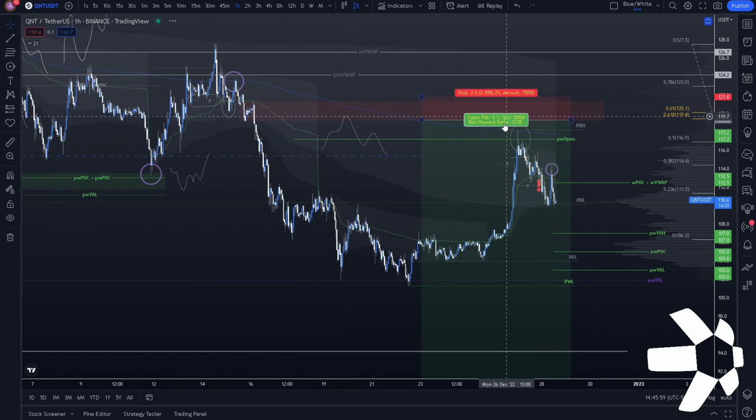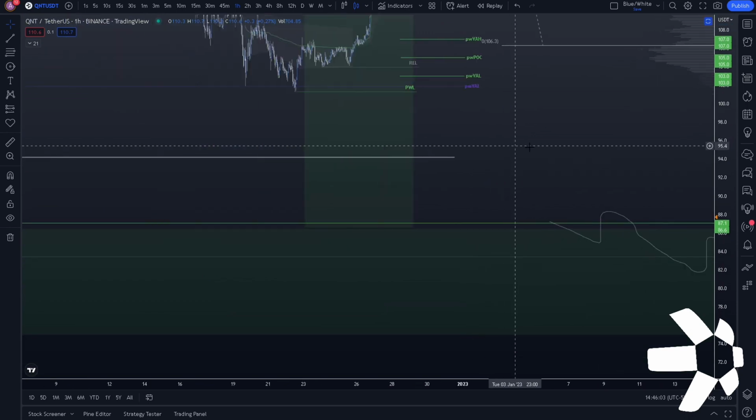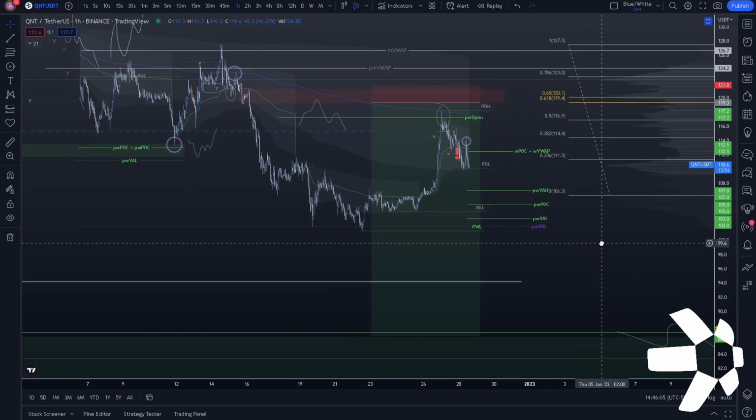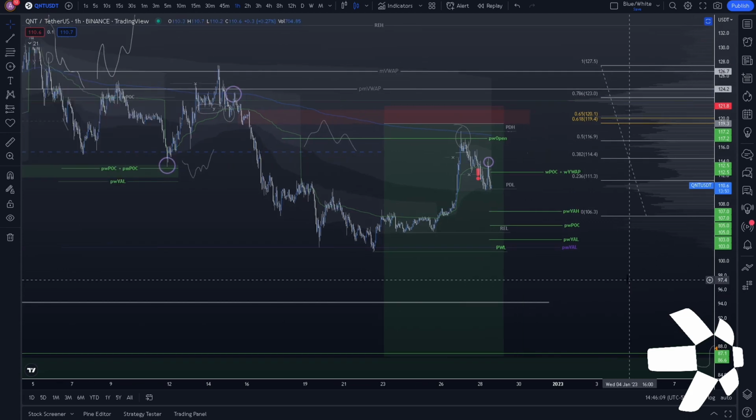So that is why I wanted to come up here and just hold a short all the way down to one of these key levels down here that we mentioned in our last video, around $87, $86 on Quant, and this is on the Binance chart.